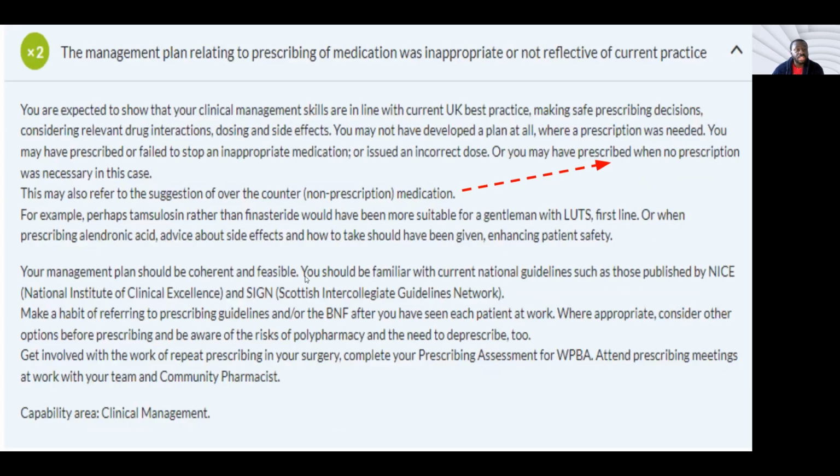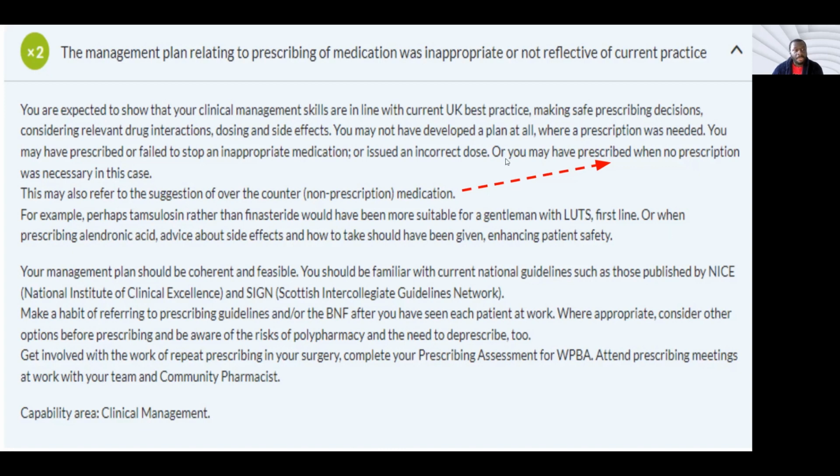Let's move ahead. The next one says the management plan relating to prescribing of medication was inappropriate or not reflective of current practice. So these are generic feedback statements, so they're not personalized. What I mean is, this is not feedback based on my personal experience. It's feedback for all candidates. Every candidate that did the exam will see exactly the same feedback statement. So this is why I'm sharing it with you, because if you're still going to sit this exam, then you need to know what the examiners are looking for.